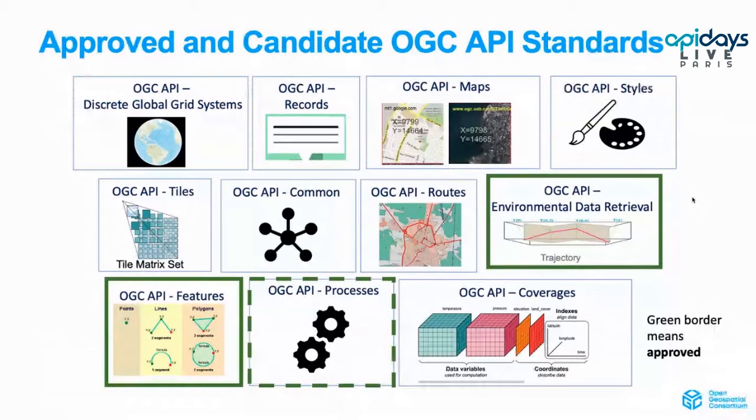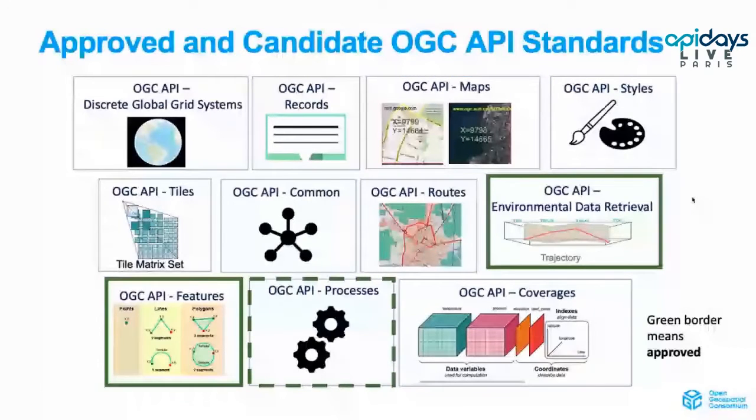And then OGC API Environmental Data Retrieval, which specifies an interface for accessing spatial temporal environmental data and querying such data using a variety of geometries such as trajectories, cubes, and so on.